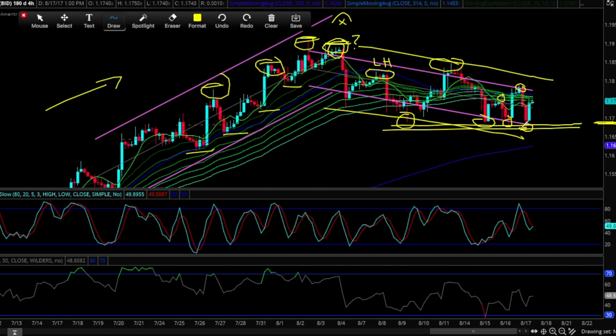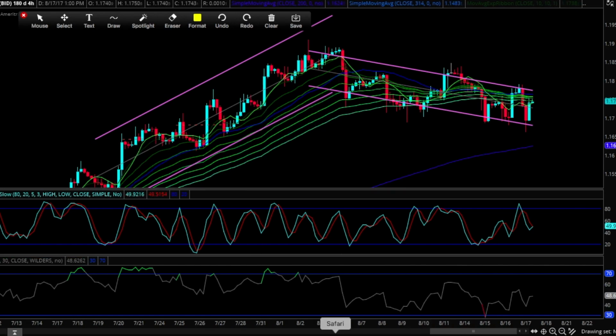And I talked about it yesterday, we've been talking about it as a team. This is a big picture level here at 117. If you take that out, then I think that opens up the door to more downside towards 115, which is the big closing levels from last year and the year before. So I want to see a daily close below 117, and we haven't had that yet. So that's what we're looking for on the euro.